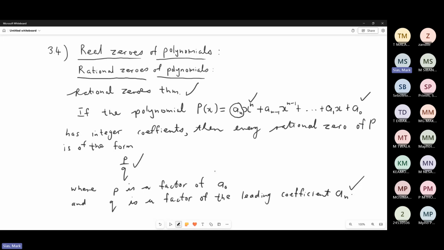So what we'll do is look at a specific case now. This is just a repetition from our last encounter. In fact, we worked on this example, so I want us to go through it briefly. Just bear this result in mind, okay? If the polynomial p of x equal to an x to the n plus an minus 1 x to the n minus 1 plus a1x plus a0 has integer coefficients, then every rational zero of p is of the form p over q, where p is a factor of that constant coefficient a0, and q is a factor of the leading coefficient an. So that's what you have to bear in mind there, okay?